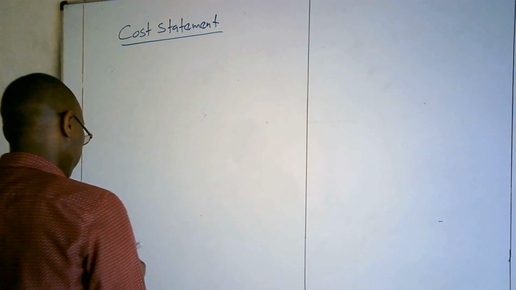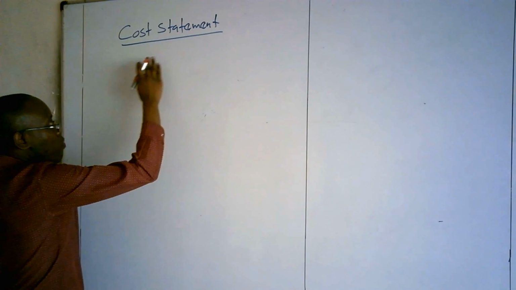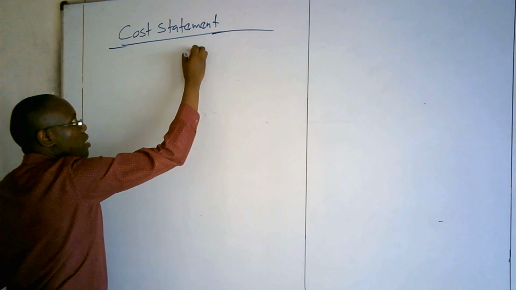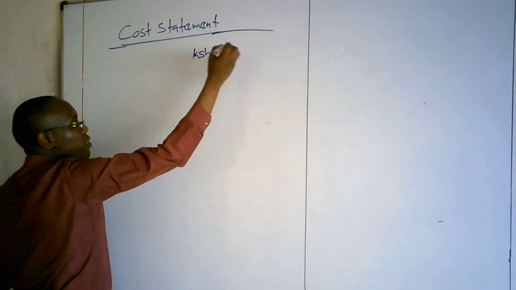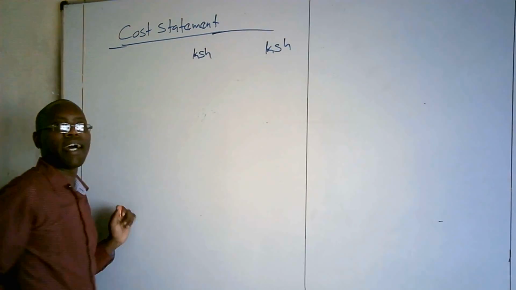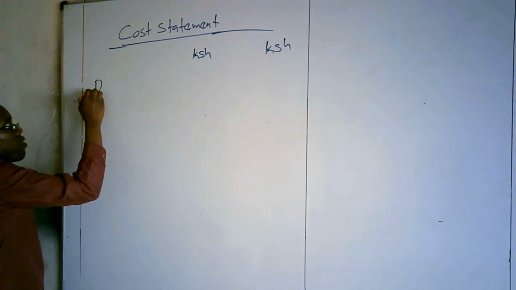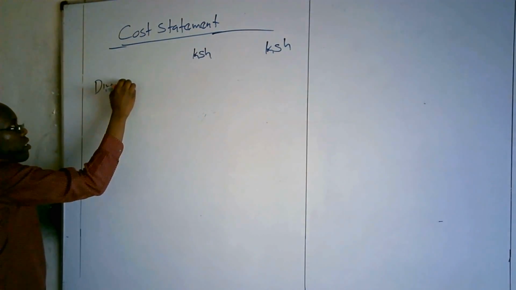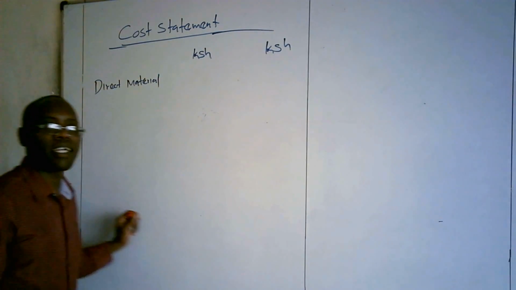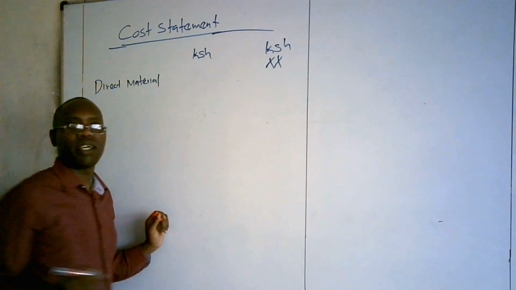So now, the format of the cost statement. We are going to have two columns, the first column with a currency sign, and another currency sign on the far end. We usually start with the direct material, which we are going to be given. And that direct material, we are going to put in the last column here.